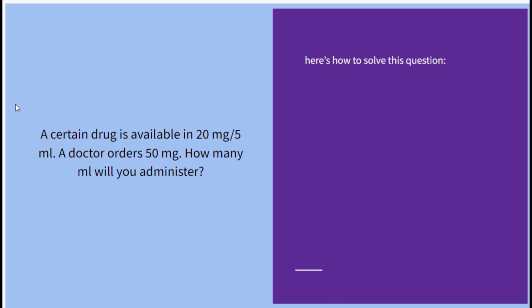So, guys, the first question is: a certain drug is available in 20 milligrams per 5 mL. The doctor orders 50 milligrams. So, how many mLs will you have to administer? This is how to solve this question.